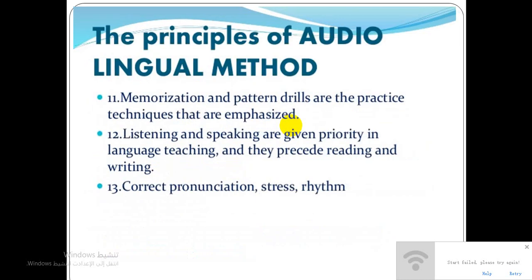Another principle of this method is memorization and pattern skills. Pattern drills are the practice techniques that are emphasized. Listening and speaking are given priority in language teaching, and they precede reading and writing. Correct pronunciation, stress, and rhythm.